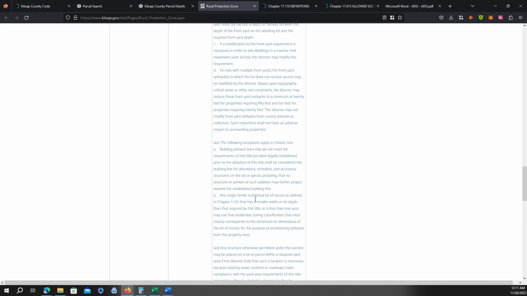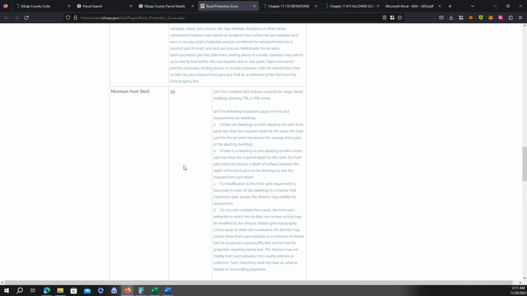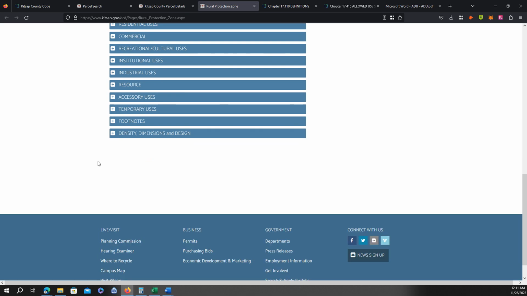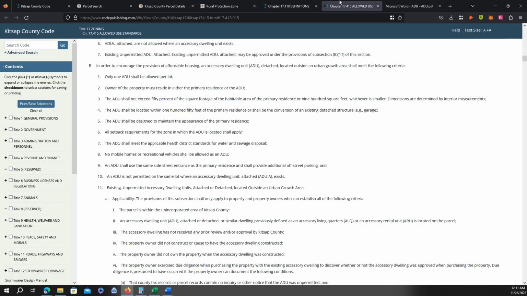So any lot of record that does not have the width or depth of, in this case, 140 feet, or is less than 1 acre, can use reduced setbacks. And typically what those are would be 20 feet from the front, 10 feet from the rear, and 5 feet from the side. And again, the front is generally where access is received to the parcel.